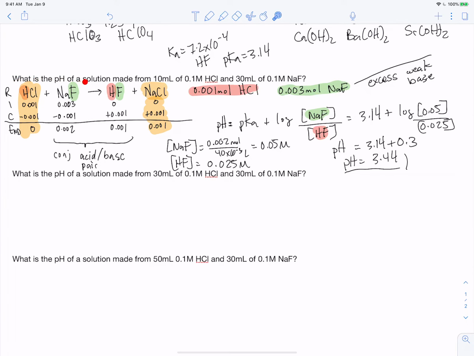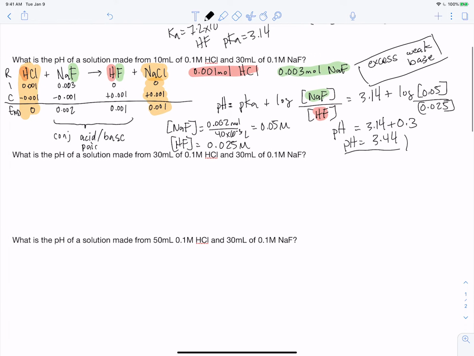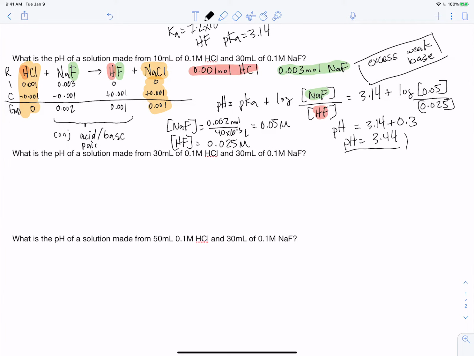So what is the pH of a solution made from some amount of HCl and a weak base? The key thing to recognize here is that if you add some acid and it doesn't consume all of the weak base, at the end of the reaction you're going to have some weak base left over, and you're going to have formed some weak acid. So if I have a weak base and its weak acid present, I have a conjugate acid base pair. That allows me to use the Henderson-Hasselbalch equation. So excess weak base means we use Henderson-Hasselbalch.